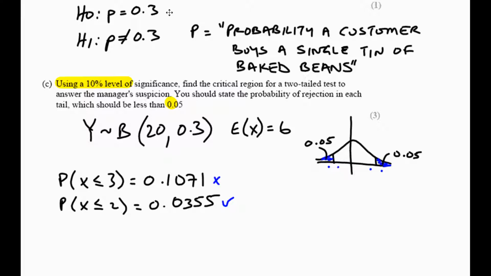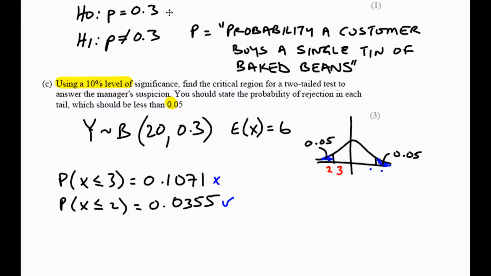That lets me know that actually these values, this must have been the 2, because the probability that is less than or equal to that 2 is smaller than 0.05, and this must be the 3. Probability is less than or equal to 3 is greater than 0.05.